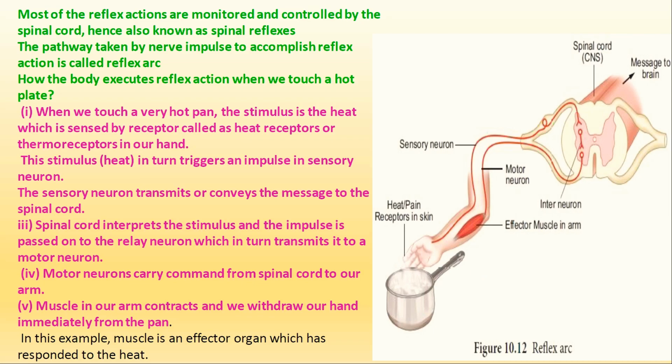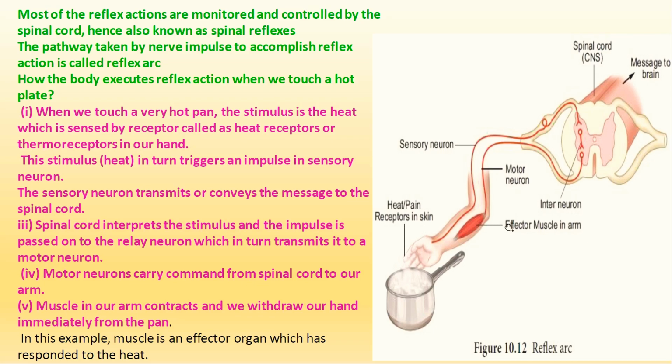How does the body execute reflex action when we touch a hot plate? When we touch a hot plate, the stimulus is the heat, and this is sensed by the receptors of our hand, the thermoreceptors. This stimulus triggers an impulse in the sensory neuron, and this is taken through the sensory neuron to the spinal cord. When it reaches the gray region of the spinal cord, the impulse is conveyed to the associated neuron, and the spinal cord itself interprets the stimulus, and the impulse is passed to the relay neuron, which in turn passes it to the motor neuron of our hand.